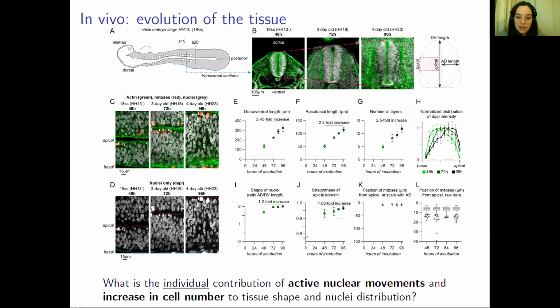We see that the apicobasal length becomes 2.3-fold bigger. The number of layers increases 2.5-fold. Also, the apical domain is always straight, and the mitoses are always at the apical side.